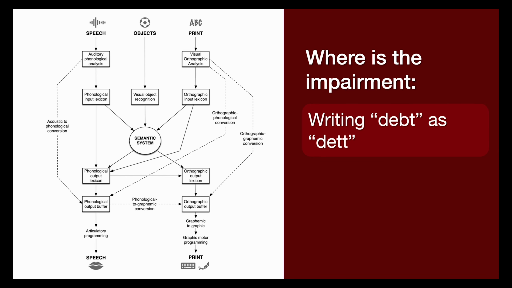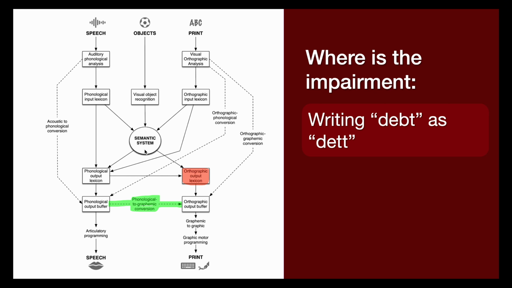Where is the impairment when someone attempts to write the word debt and writes it D-E-T-T? Well, what should happen is they think of this concept and go to retrieve the spelling for the word, and it should be stored here in the output lexicon. Therefore, it's probably here where the damage is. They've gone to retrieve that word and they're not able to retrieve it. It looks as though they've spelt that word phonetically, and that double T might suggest that they're trying to apply some rules of English.